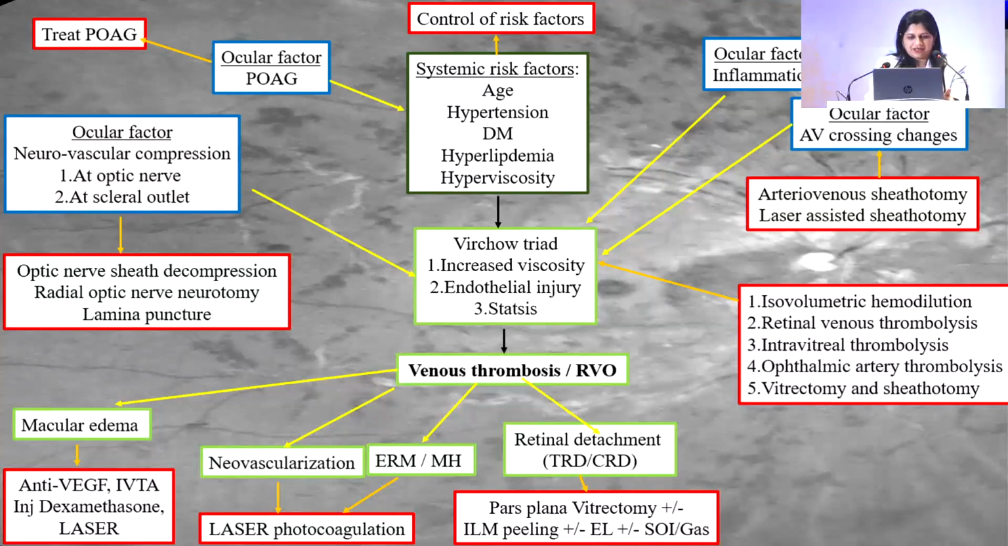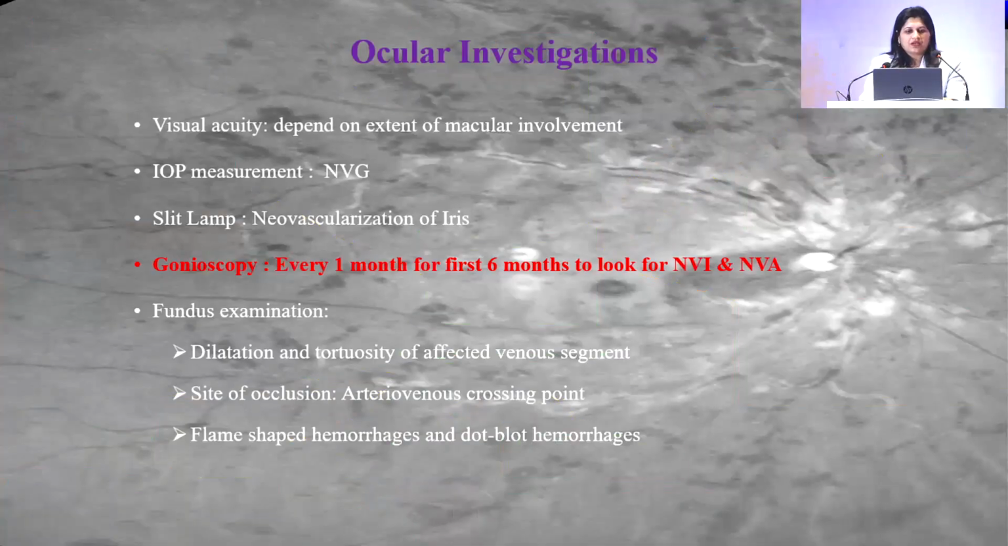So if we see that, yes, there is the Virchow's triad: increased viscosity, endothelial injury and stasis because of the systemic factors, which leads to venous thrombosis and which causes macular edema, neovascularization and the other complications associated with the retinal vein occlusions. Now coming to the ocular investigations, visual acuity is first and foremost, so it also depends upon the extent of the macular involvement.